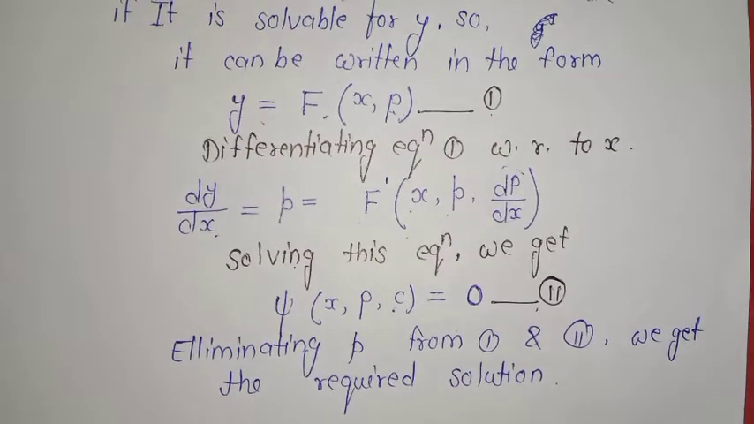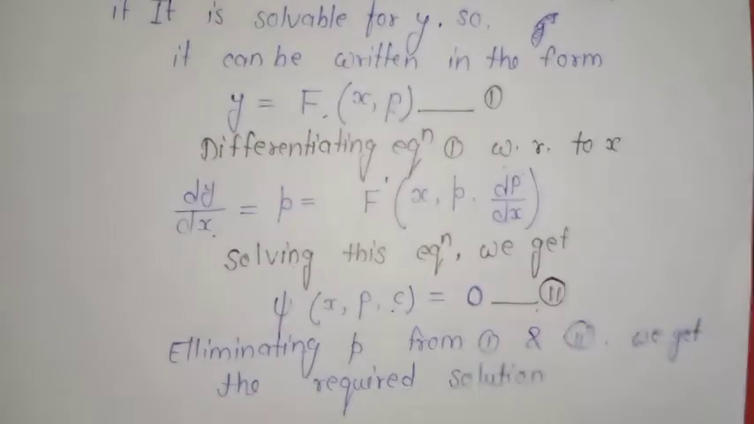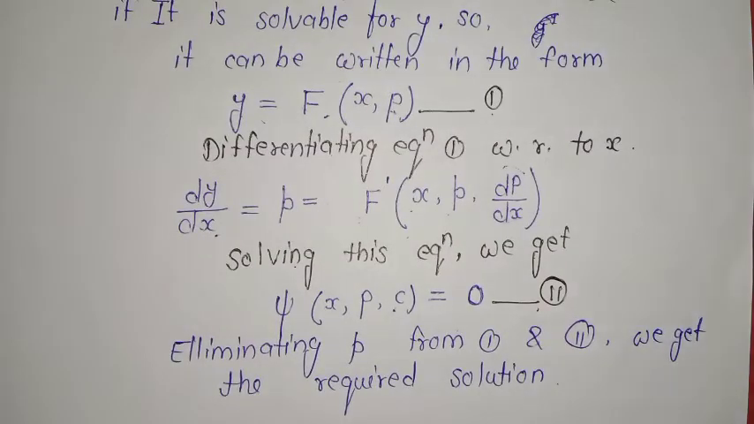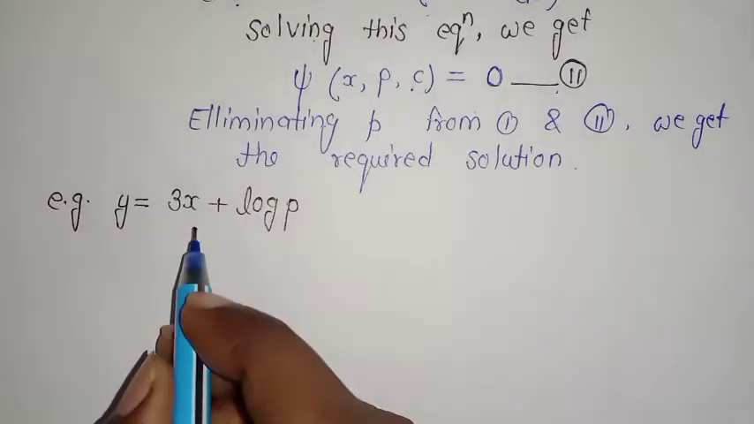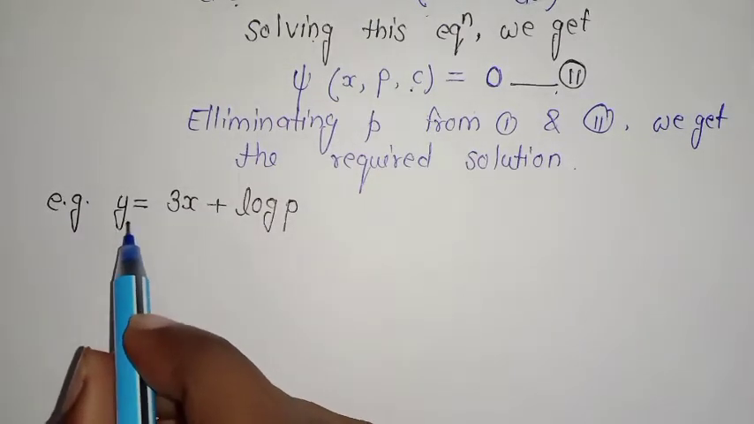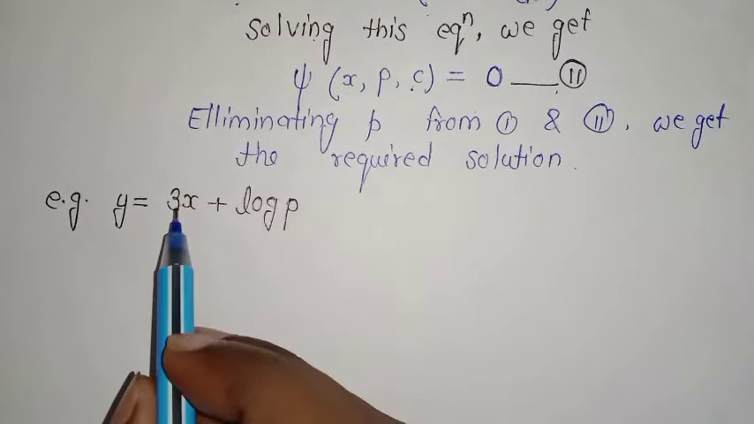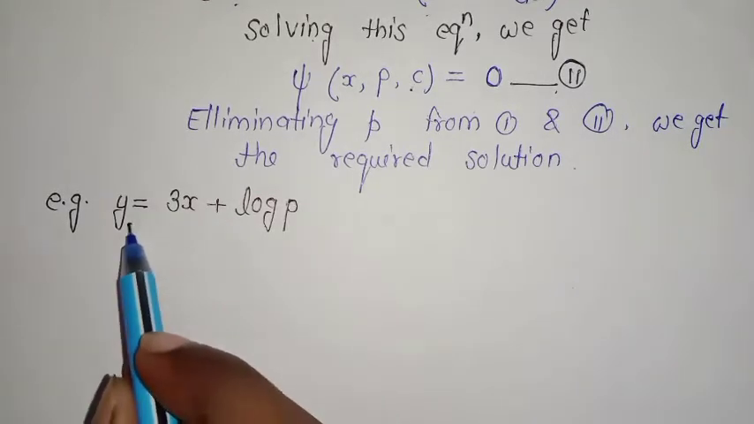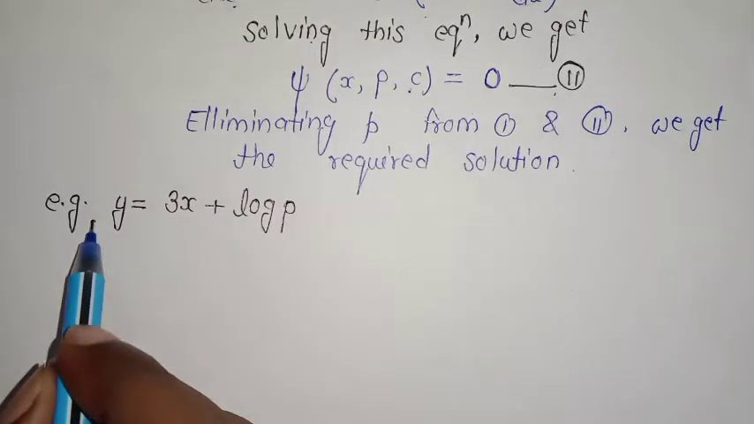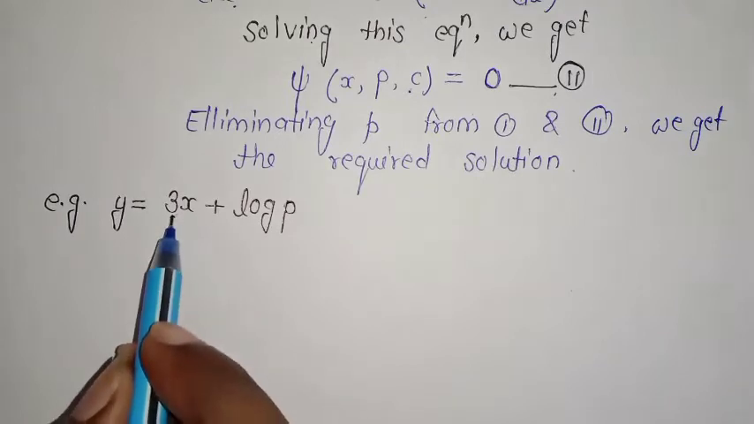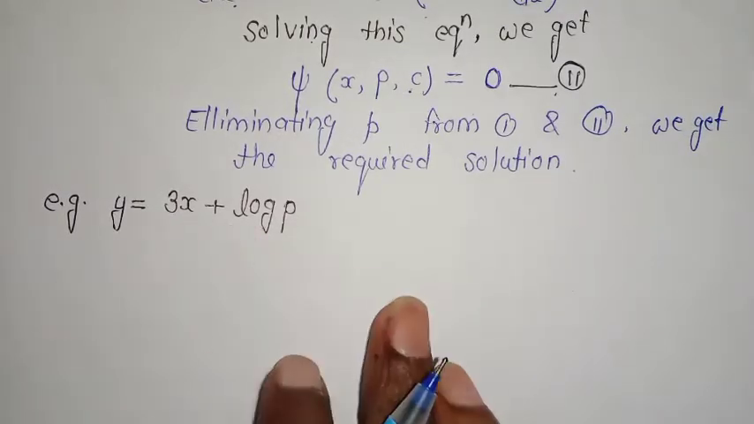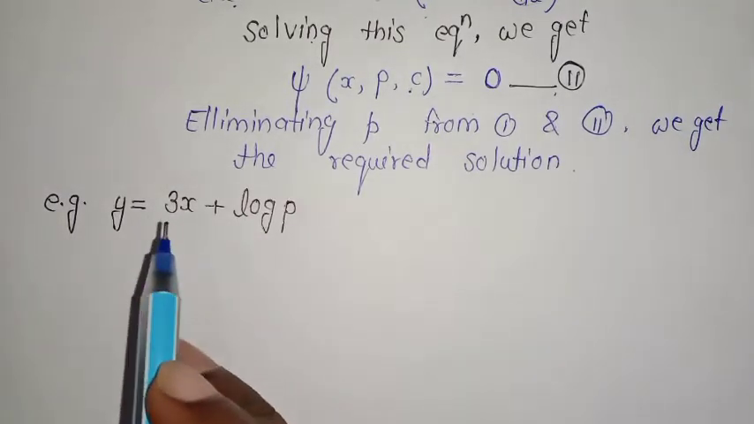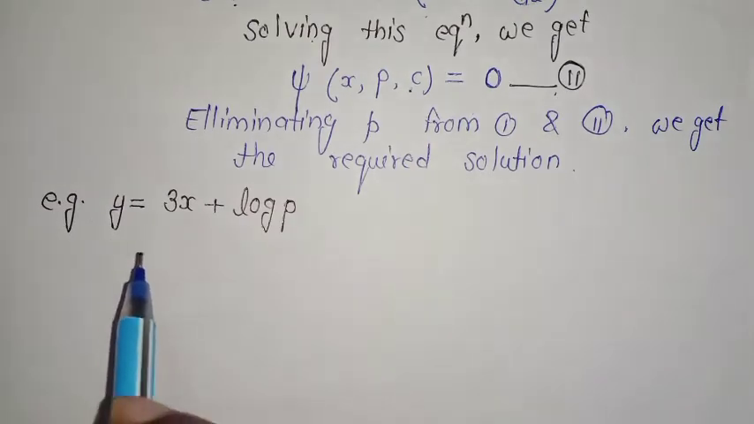I will take one example to show how to apply this method on any question, then you can understand it clearly. So this is our example. Here you can see it is given in that form so that we can understand that it is solvable for y, because y is at one side and other terms, that is the function of x and p, on the right side. So we can understand that this function is solvable for y.